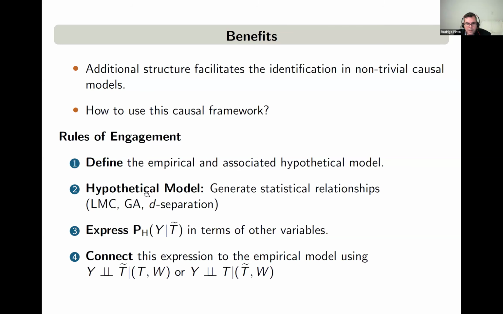The rules of engagement are that I define the empirical model, and from that I create a hypothetical model. For the hypothetical model, I can use local Markov conditions, graphoid axioms, and so on to generate independence relationships between the variables. Then my goal is to express the probability of Y conditional on T tilde, defined in the hypothetical model, as an expression that uses probabilities in the empirical model. To do so, I need to seek independence conditions of the type Y independent of T tilde conditional on T and some group of variables, and Y dependent on T conditional on T tilde and another group of variables. Let me give you an example.